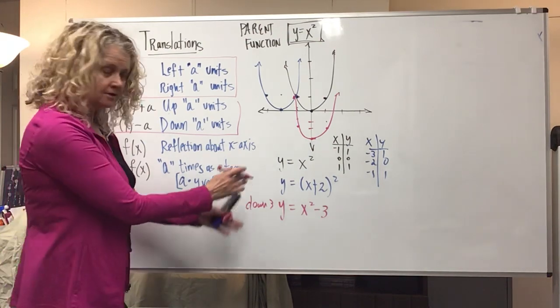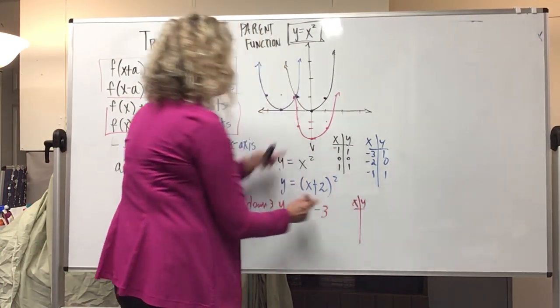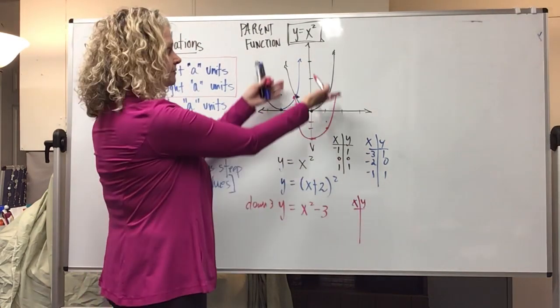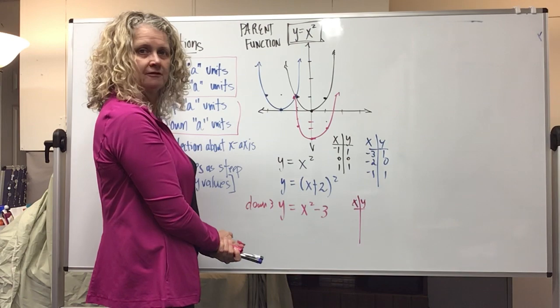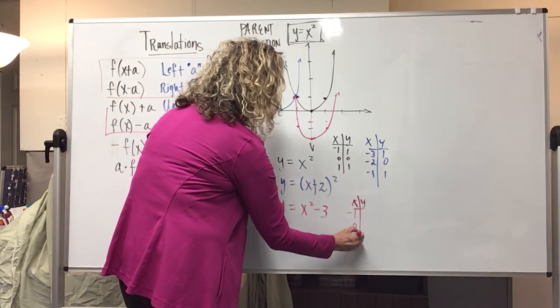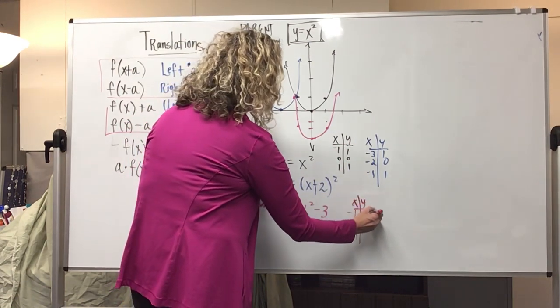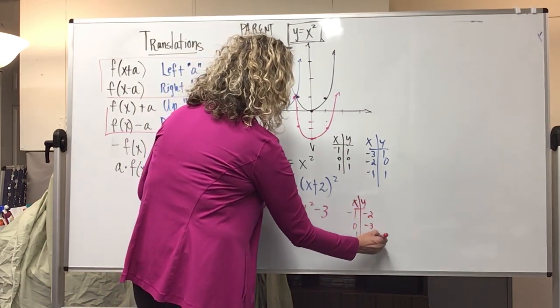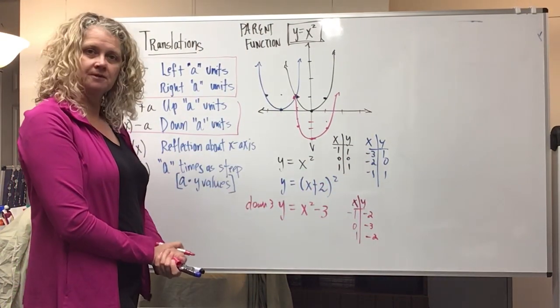Doing the table of values, this would subtract 3 from the y values. Hopefully you notice as you go up and down, you're only affecting the y values of the graph. So in this case, we start, notice, with the parent function, and if we subtract 3 from each y coordinate of the parent, we get our new function.